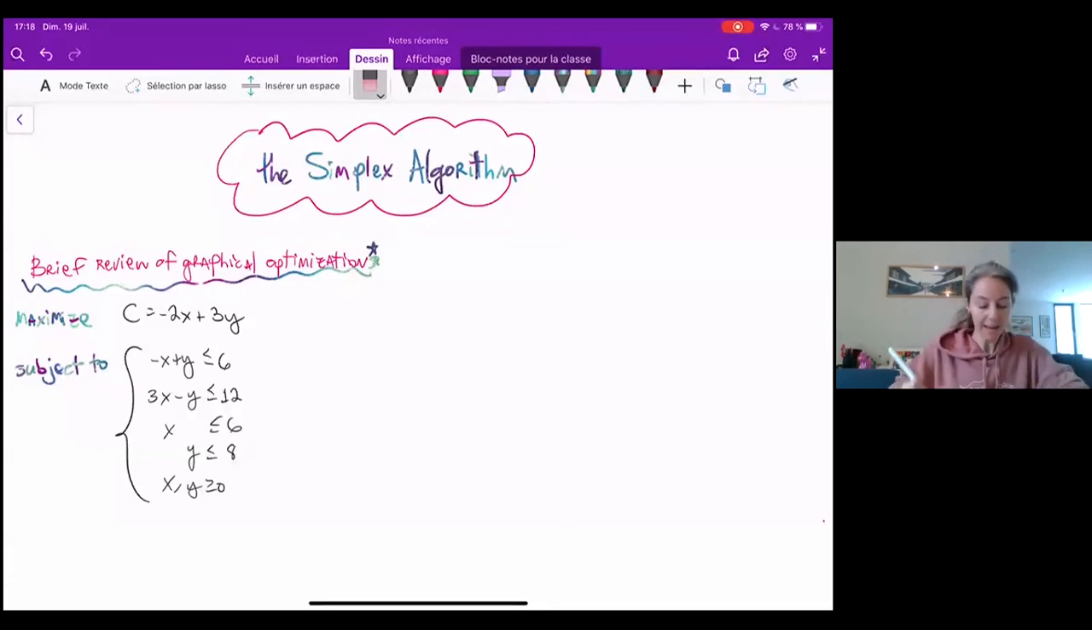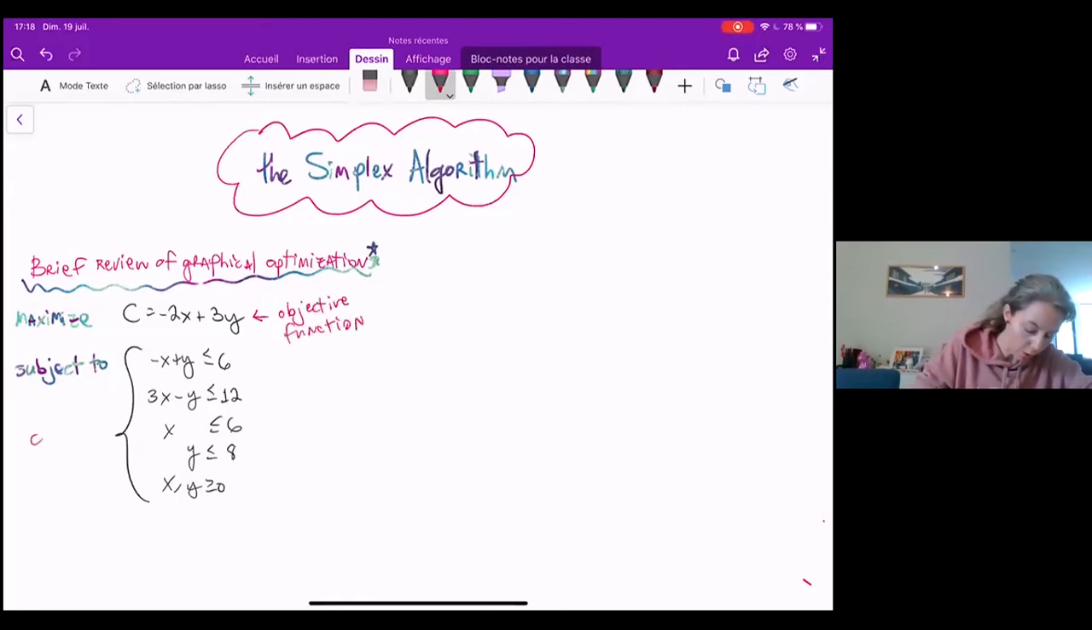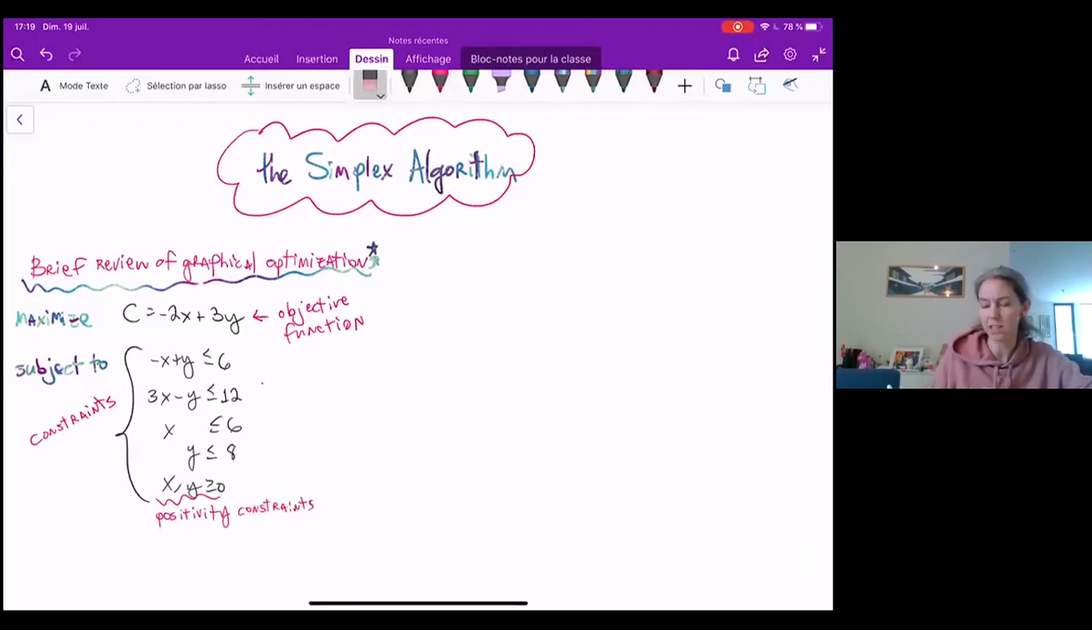We want to maximize c equals negative 2x plus 3y subject to these constraints right here. So this right here, this negative 2x plus 3y is what's called the objective function. And these right here, these are what are called my constraints. Now, the x greater than or equal to 0 and the y greater than or equal to 0, these are what's called positivity constraints. So basically, they're just telling me that I really only care about things where both x and y are greater than or equal to 0.